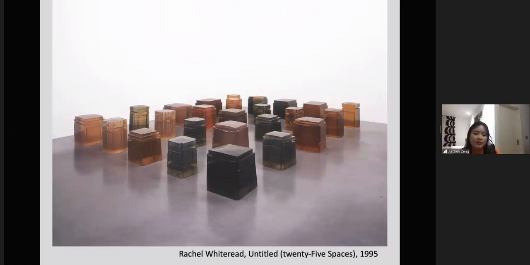Rachel Whiteread, Untitled (25 Spaces), 1995. So it casts the space underneath a chair or underneath several chairs.